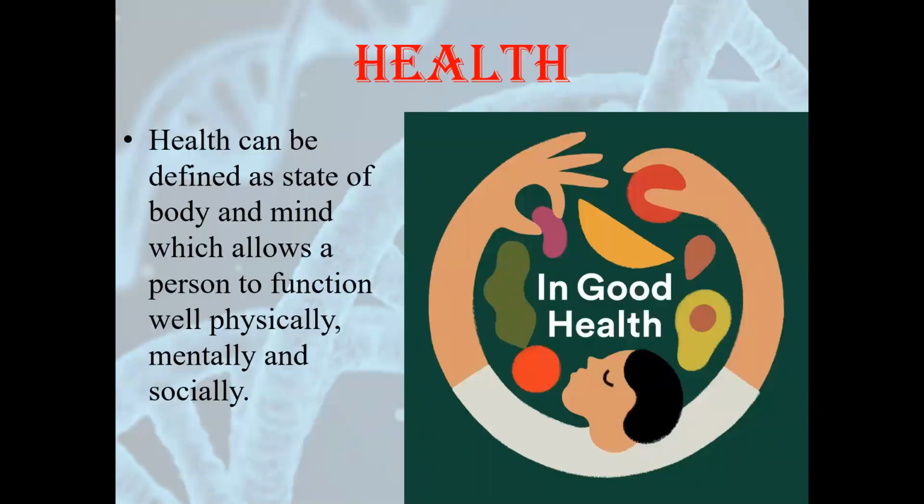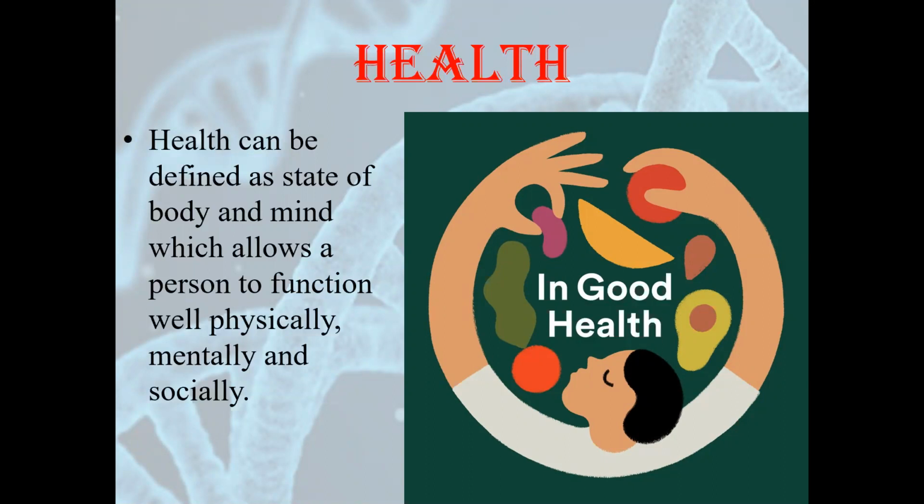Before beginning the chapter, let us understand what is the meaning of health. The definition is given here. Health can be defined as state of body and mind which allows a person to function well physically, mentally and socially. Normally, we have this perception that if we are physically well, if we are not having any illness, we are healthy. But along with physical well being, a person should also have a well being of mental health. He should also be well socially.